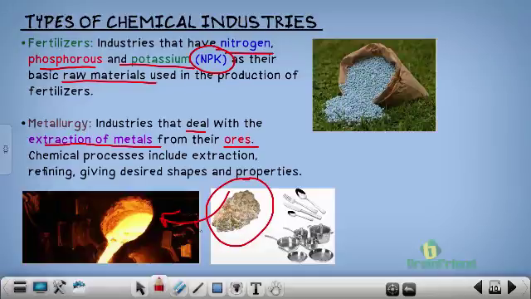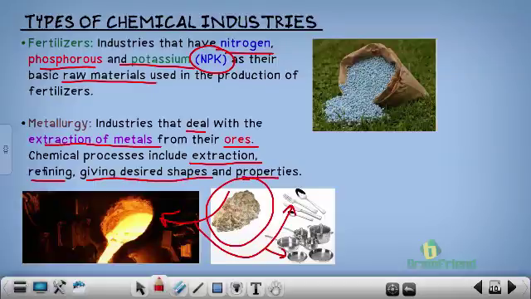And this aluminium can be used in the production of some of our cutleries and in the making of the pots we use in cooking. Therefore, chemical processes that are involved in this industry include metal extraction, refining, giving of desired shapes and properties, amongst others.